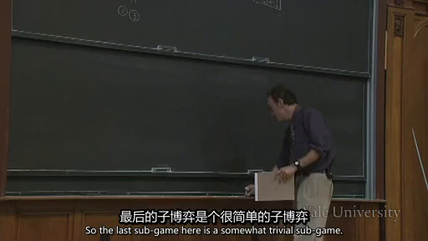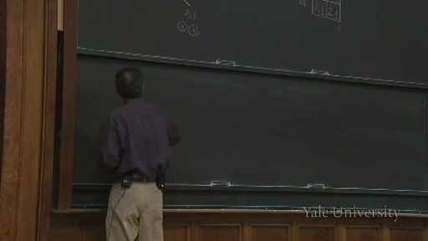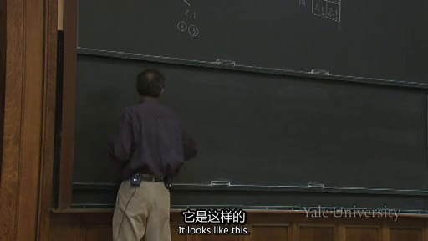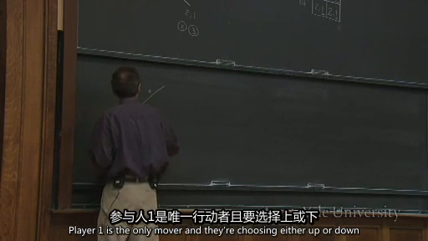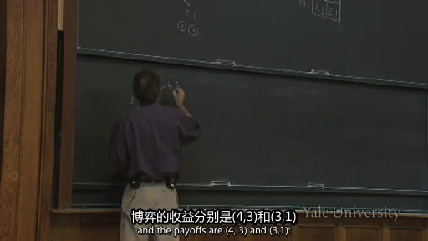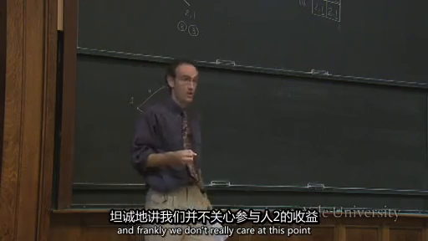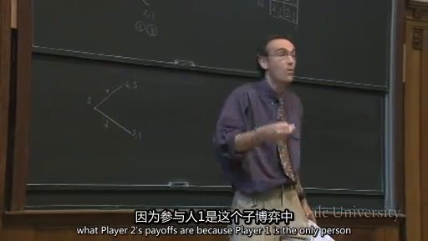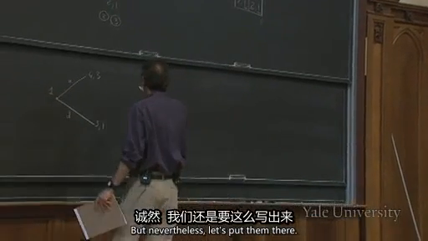All right, so the last subgame here is a somewhat trivial subgame. It looks like this. Player 1 is the only mover, and they're choosing either up or down, and the payoffs are 4-3 and 3-1. Frankly, we don't really care at this point what player 2's payoffs are, because player 1 is the only person who's playing in this subgame. All right, but nevertheless, let's put them there.